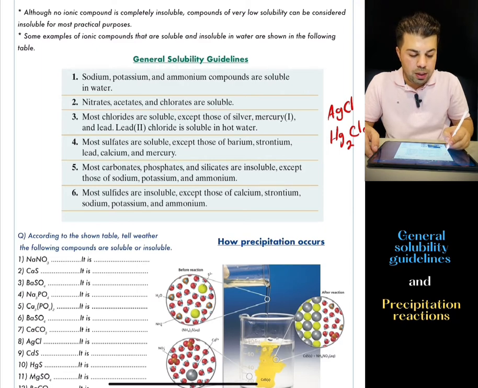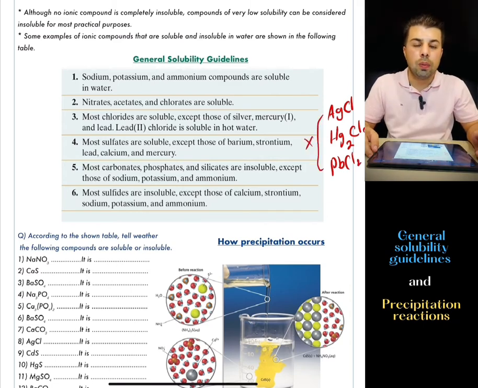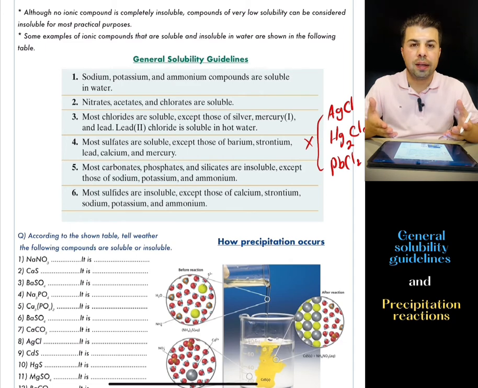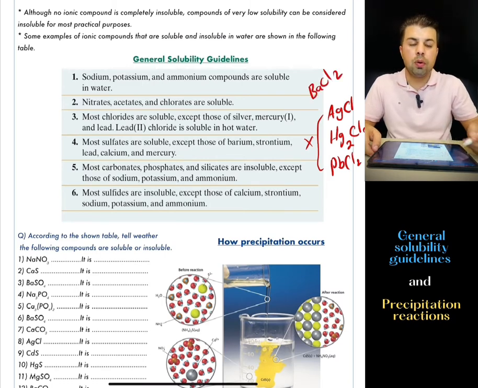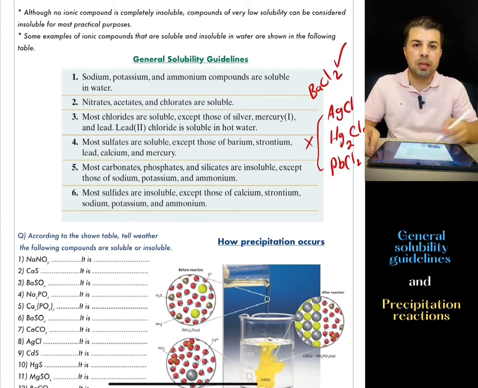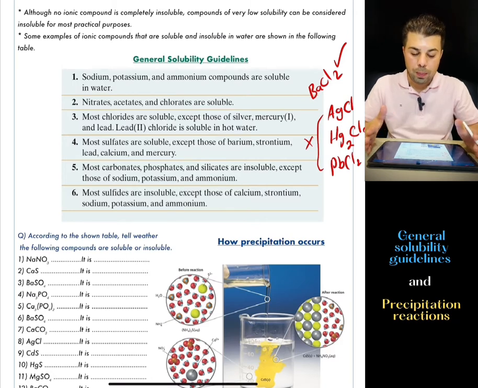And also here I have lead chloride, PbCl2. These three compounds are insoluble in water. For example, BaCl2, barium chloride, is soluble in water. Why? Because barium chloride is not one of the exceptions that are listed here in rule number 3. So we have to memorize these three compounds.